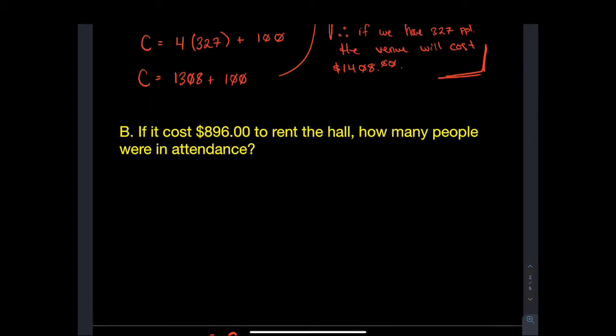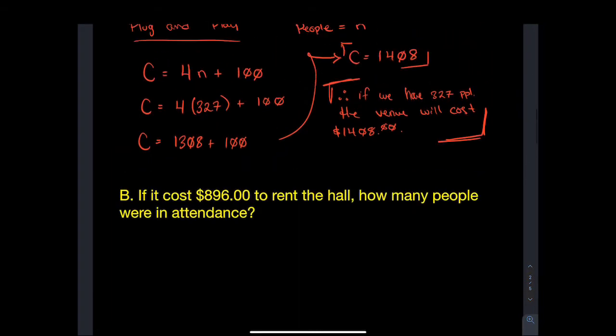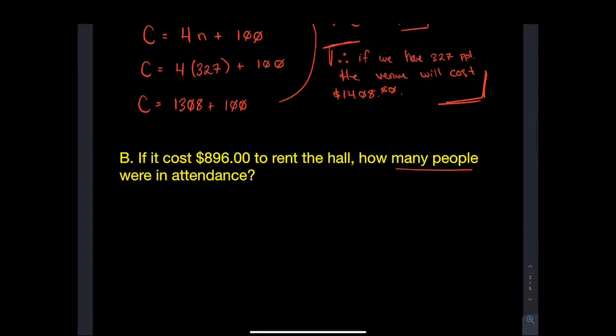If it costs $896 to rent the hall, how many people were in attendance? So same kind of idea, right? Instead of solving for C in this case, we're solving for how many people are in attendance. So let's rewrite our equation: C equals 4n plus 100. Well, our cost in this case was $896, so we're going to sub that in.